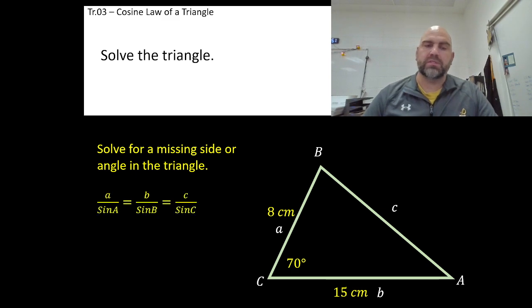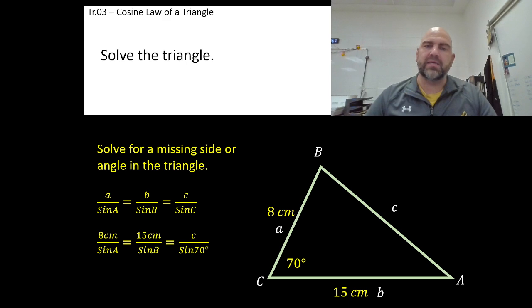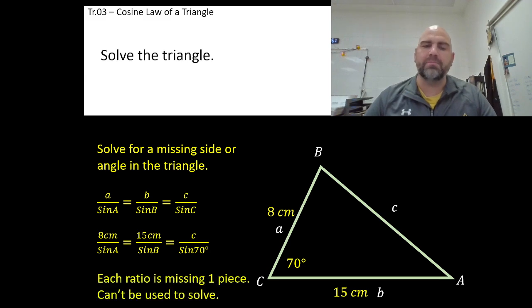So we use sine law, or we know what sine law is, and we're going to plug in our values that we have. A is 8 centimeters, B is 15 centimeters, and angle C is 70 degrees. What you are going to notice is that in each and every one of those ratios, one piece is missing. We have to know a full ratio, so we have to know at least one grouping of two letters that is the same. For this reason, we cannot use sine law to solve for side C, because we don't know what angle A or B is.